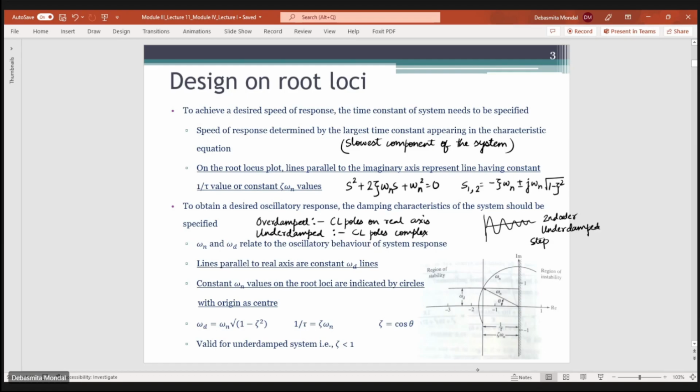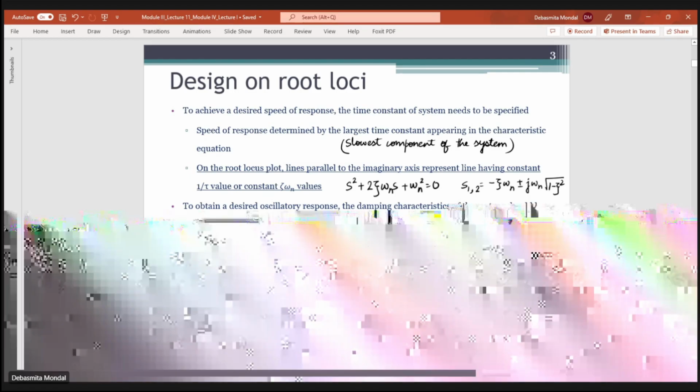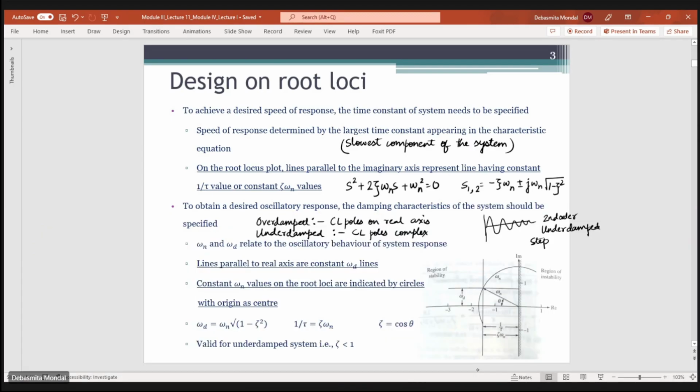Okay, and obviously the relation goes like this: the value of omega d is equal to omega n times the square root of 1 minus zeta square, and 1 by tau is equal to zeta omega n, and the value of zeta is given by cos theta, where theta is nothing but the angle between the real axis and this omega n vector. Okay, and these values are obviously valid only for an underdamped system, that is, the value of zeta is less than 1.